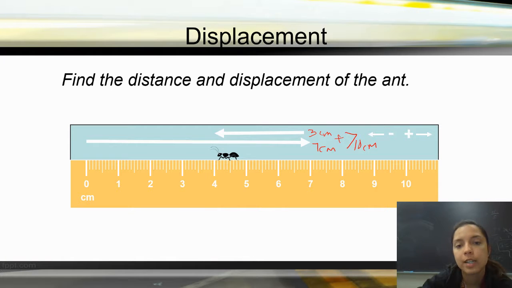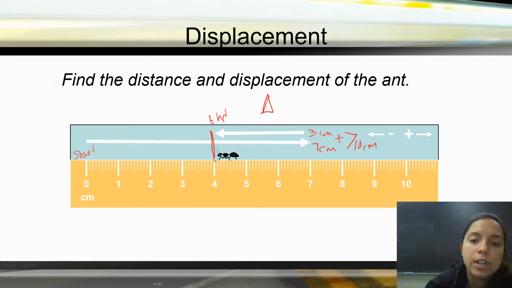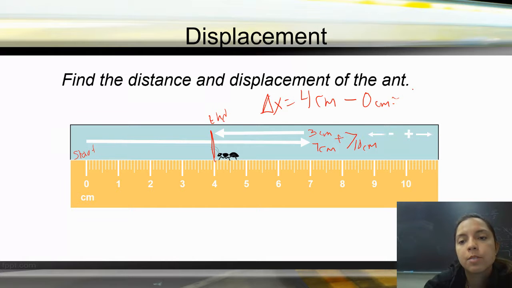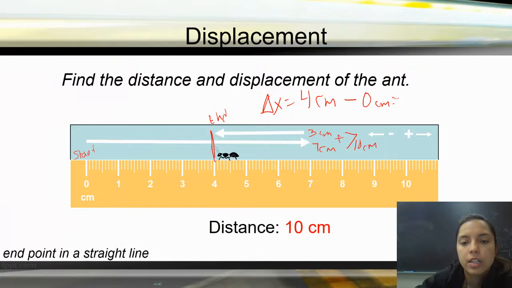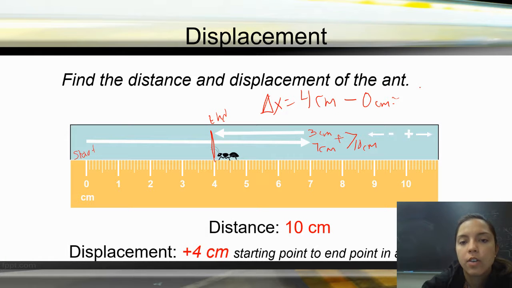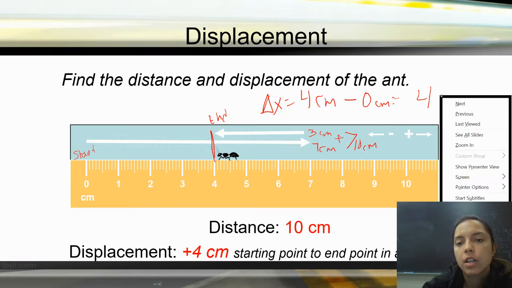Now to find the displacement, we need to find the starting point. It started here, start, and then it ended here at 4. So I need to do change in x. My end point is at 4 centimeters minus my starting point, 0 centimeters. So the displacement equals 4 centimeters.